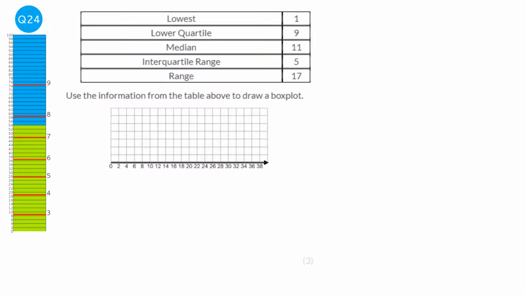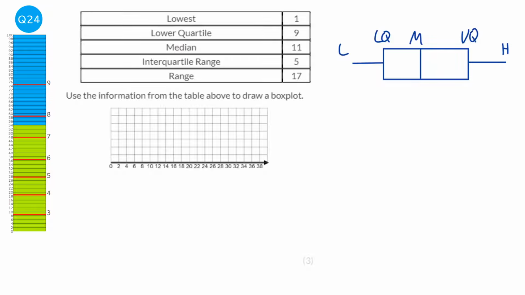A box plot starts with the lowest value. Then it goes to the lower quartile. So we have the lowest value, then the lower quartile, and then we have the median, then the upper quartile, and then the highest value.